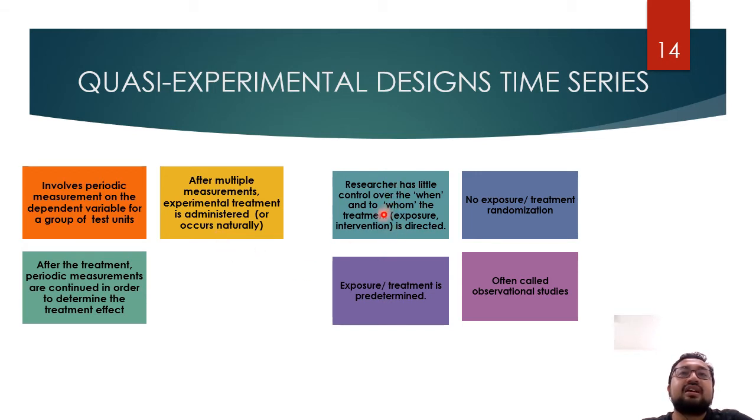Okay, so the researcher has little control over when and to whom the treatment exposure is directed. No exposure treatment randomization, kita tak ada buat randomization. Okay, after the treatment, periodic measurements are continued in order to determine the treatment effect. Exposure treatment is predetermined, often called observational studies.